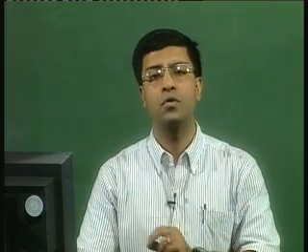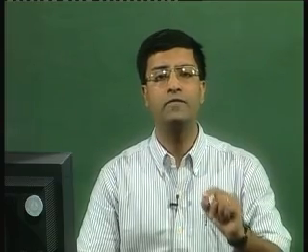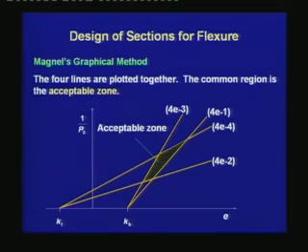Now, at this stage, we have 4 straight lines for the 4 stress conditions, and we are superposing those straight lines in the 1 by P0 versus E plane to determine the common acceptable zone which satisfies all the 4 stress conditions. The 4 lines are plotted together. The common region is the acceptable zone.